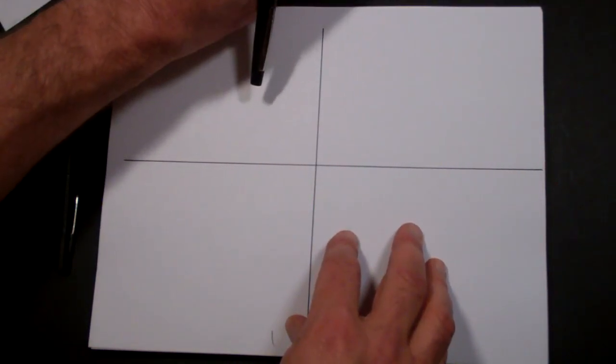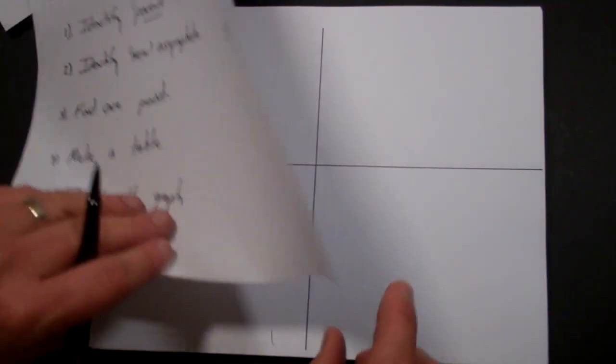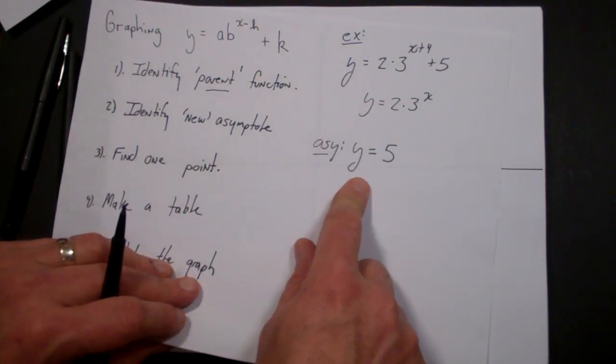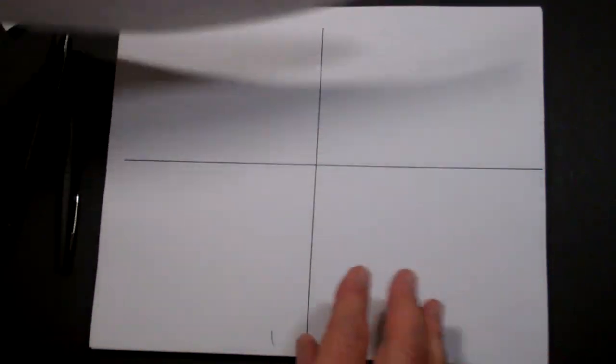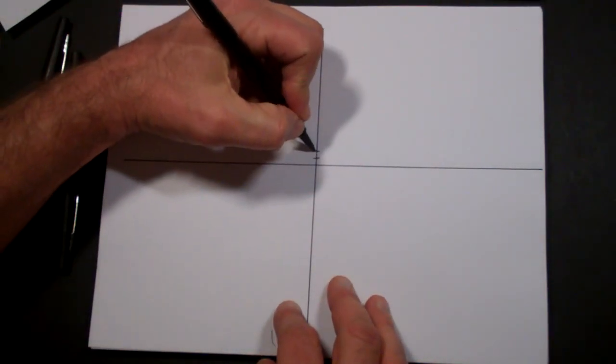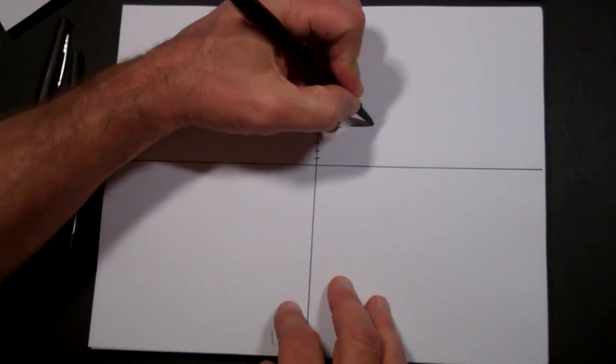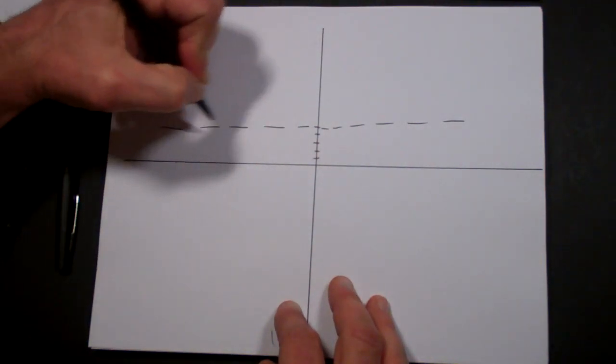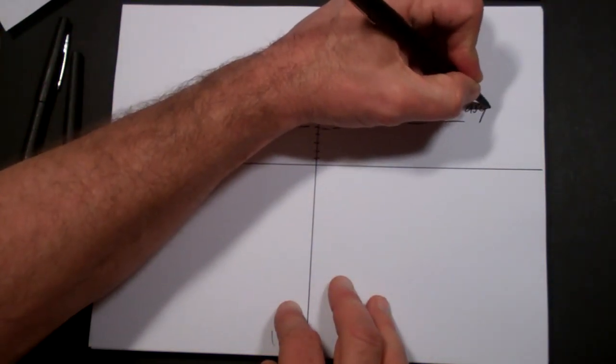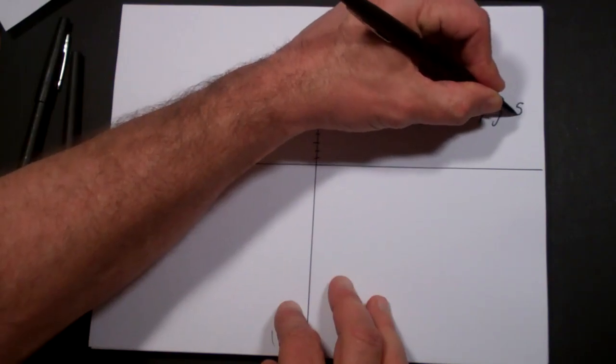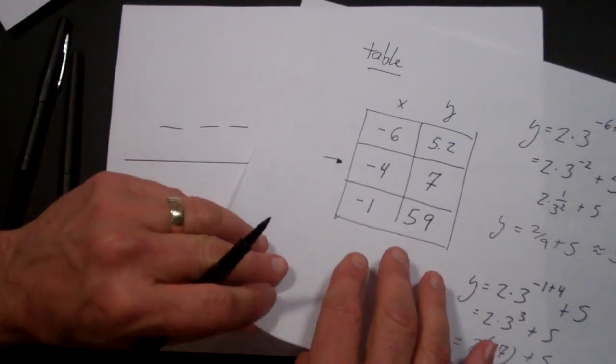So the first thing I'm going to do is graph the asymptote. Remember, the asymptote was y equals 5, because the formula for an asymptote is just y equals k. So 1, 2, 3, 4, 5. The asymptote is a horizontal line. Asymptote y is equal to 5. Then I'm going to simply graph my 3 points.